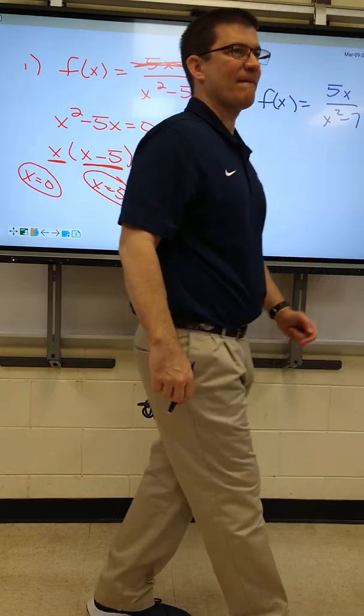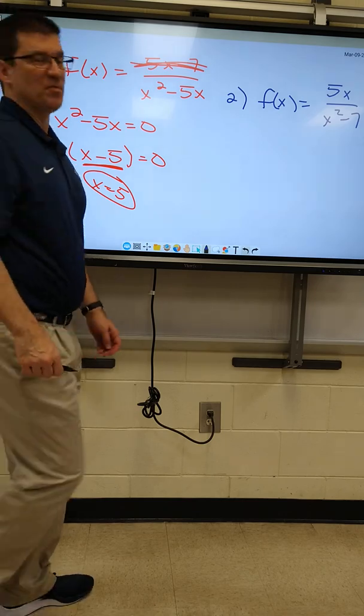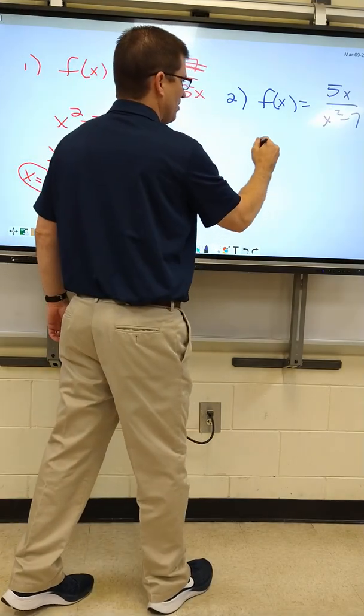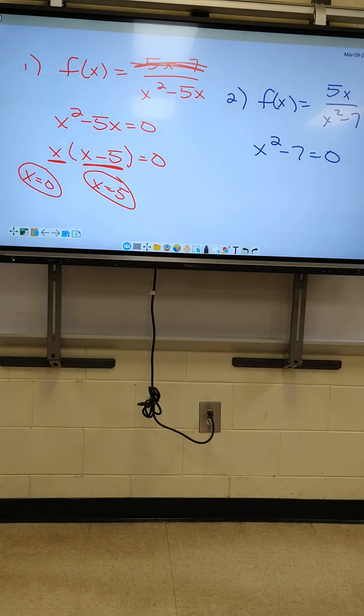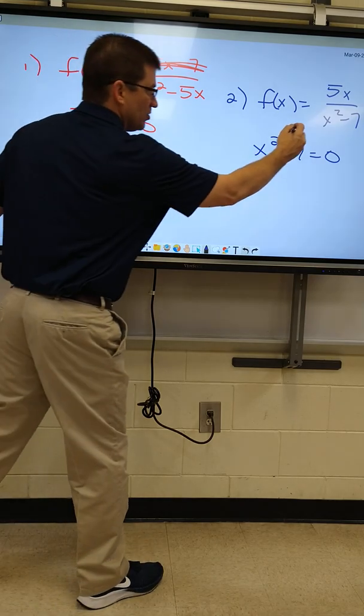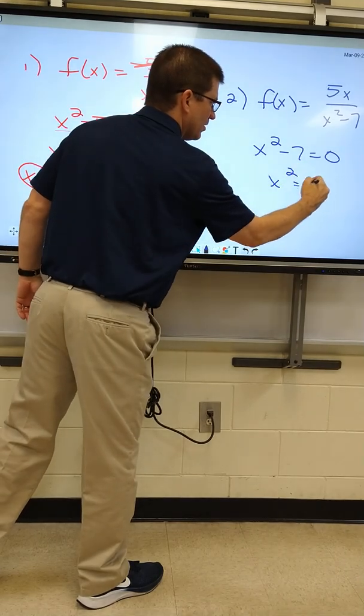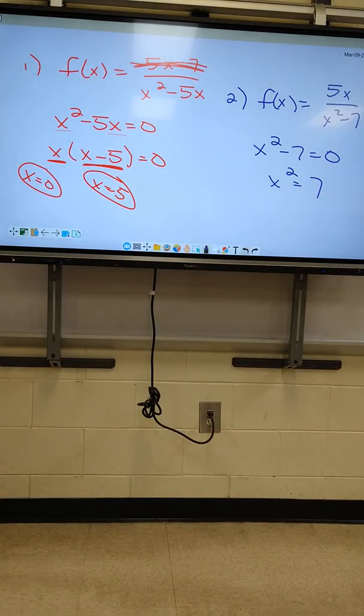Anybody else need one? All right, so remember, y'all mark out the top, right? You bring the bottom down, set it equal to 0, just like we did on number 1. Now, on number 1, they both had an x in common, so I took out an x. Can we do that on number 2? No, you can't do that. So all we can do is move the minus 7 over, make it a positive 7.